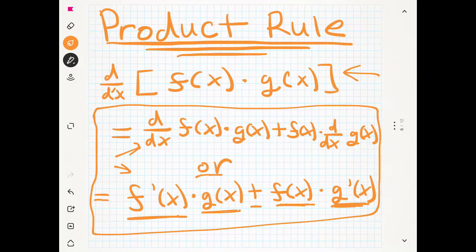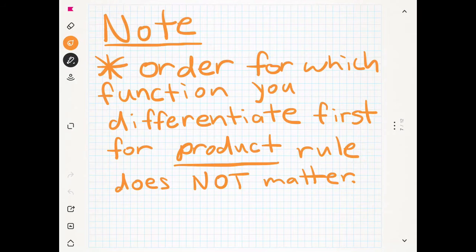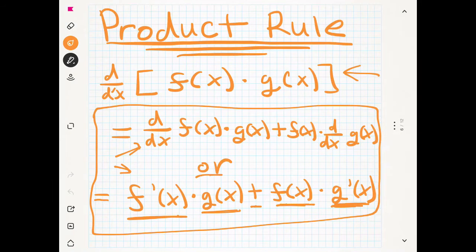So let's move on. And a note for this is that the order for which function you differentiate first for the product rule does not matter. All right. To make more sense of that, basically, it doesn't matter if I first take the derivative of f of x and then multiply it by g of x, or if I first take the derivative of g of x and multiply it by f of x.